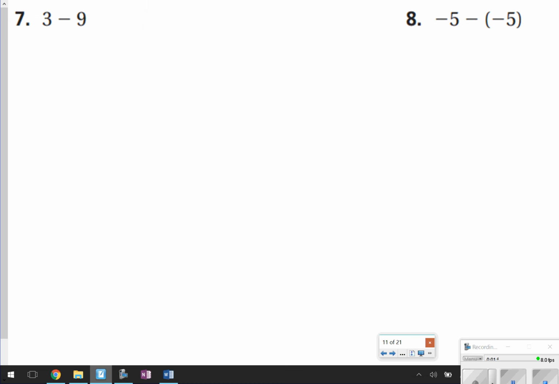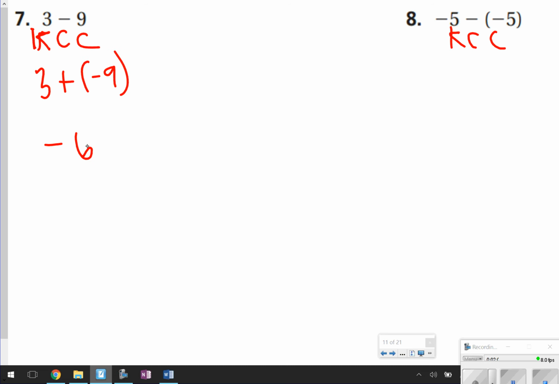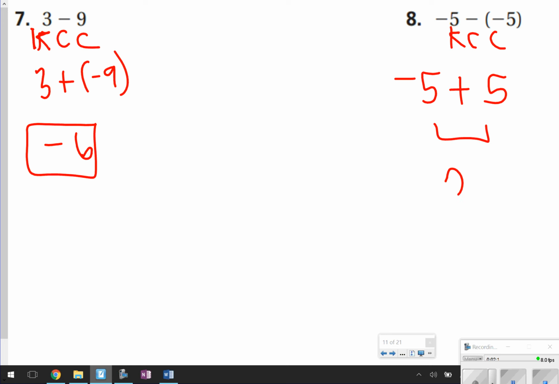For these, remember you have to do keep, change, change before you do the rules. So keep 3, change to addition, change 9 to -9. 3 plus -9 will give you -6. Different sign, subtract, keep the sign of larger value. Number 8, keep, change, change will be -5 plus +5, and those are your additive inverses, and you'll get 0 for number 8.